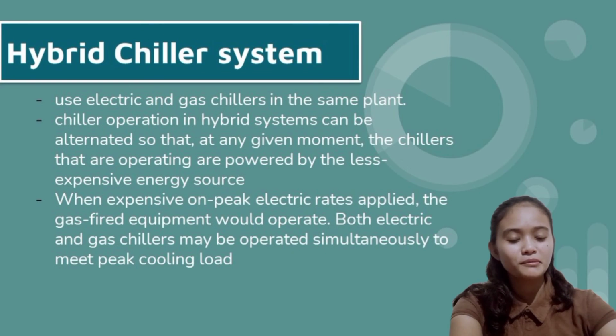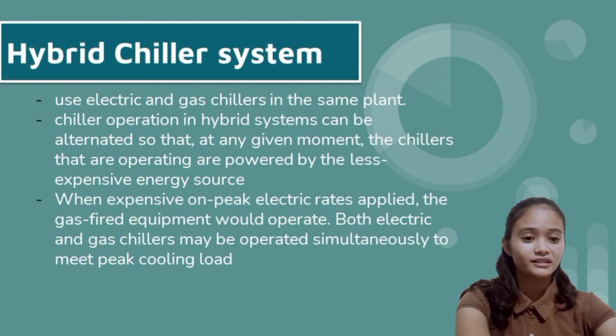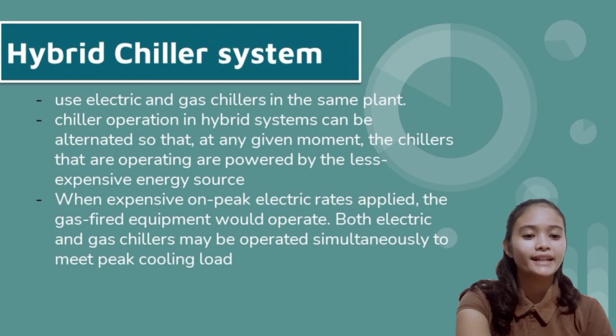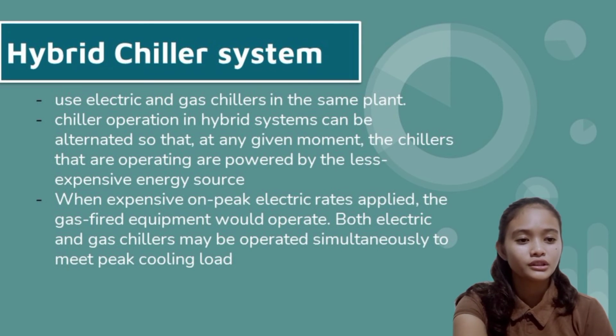Hybrid chiller system. From the name itself, a hybrid uses both electric and gas chillers. So both are used in the same plant. This can help reduce first cost and operating cost and can minimize the loss of cooling during electricity outages. Chiller operations in hybrid systems can be alternated so that at any given moment, the chillers that are operating are powered by the less expensive energy source.